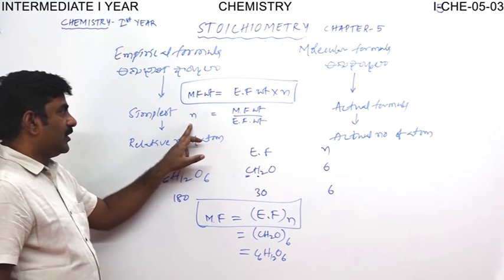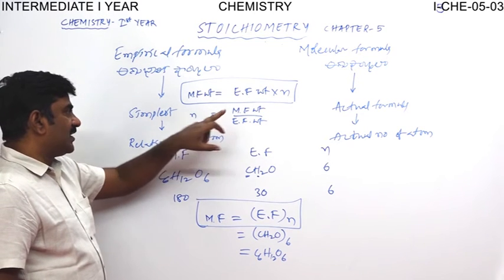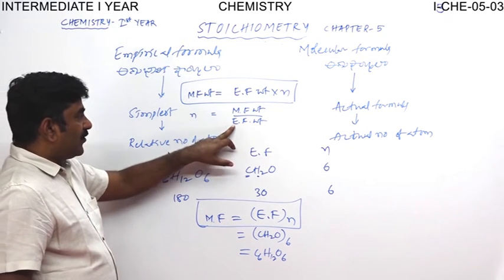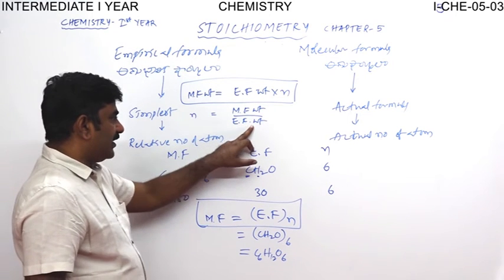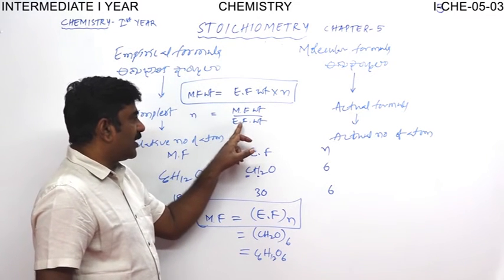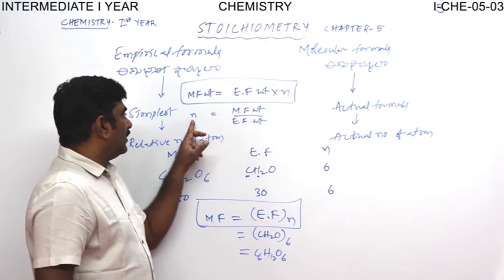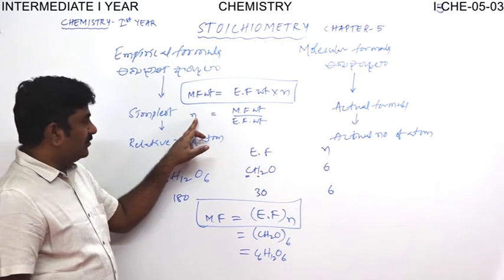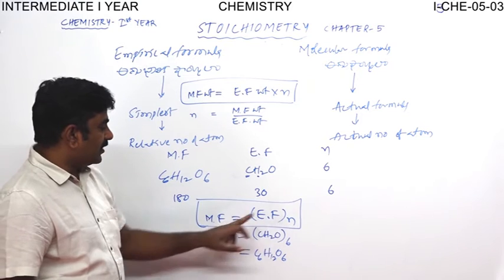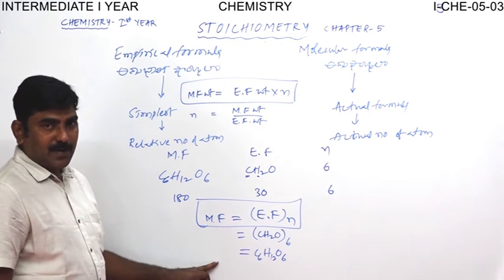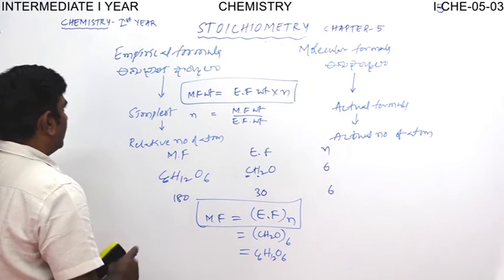This can be used in a question when the molecular formula weight is given and we have to find the empirical formula. From that we can calculate the empirical formula weight, and we can calculate the N value. Substituting the N value here, we can develop the molecular formula. So let us do one example on this.